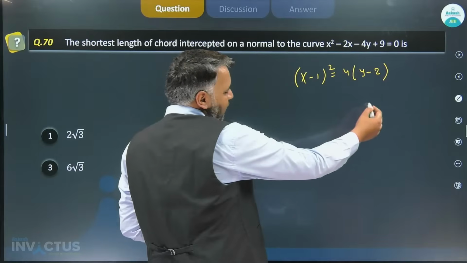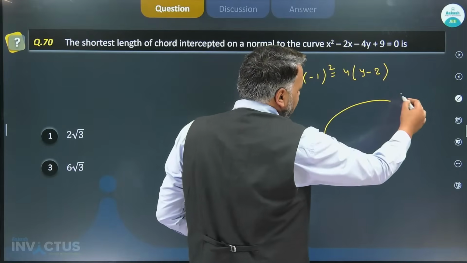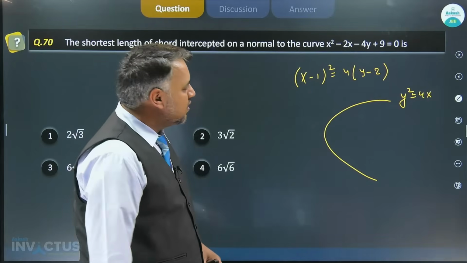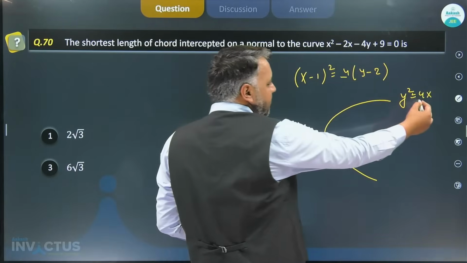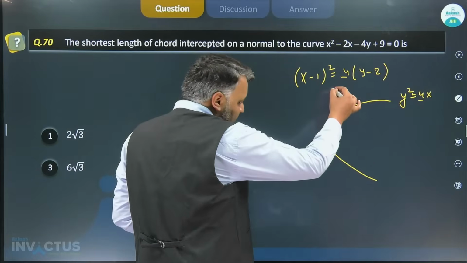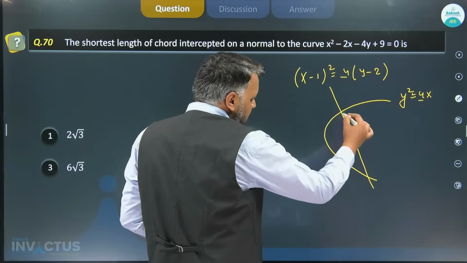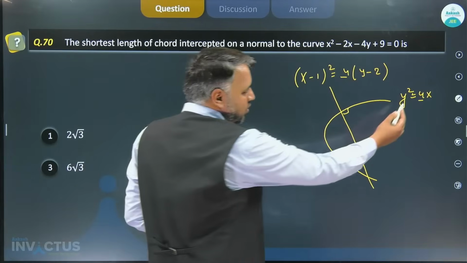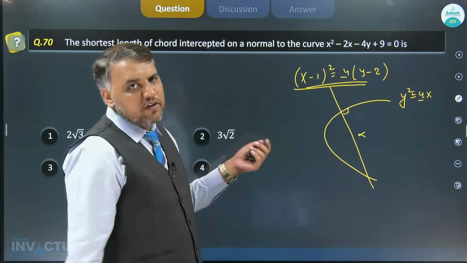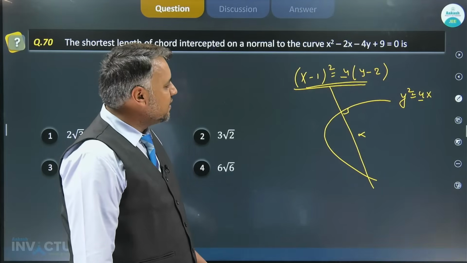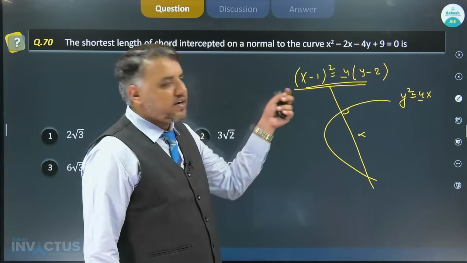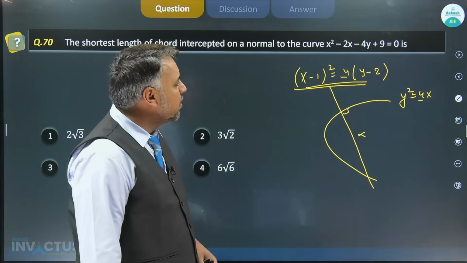If we shift the parabola and take y square is equal to 4x, rotate and shift this parabola, because the length of latus rectum is the same, the geometry will not change. If the shortest length of chord intercepted on normal on this parabola is alpha, then here also the minimum value of this length will be alpha only, because when you shift or rotate the curve, the geometry will not change.